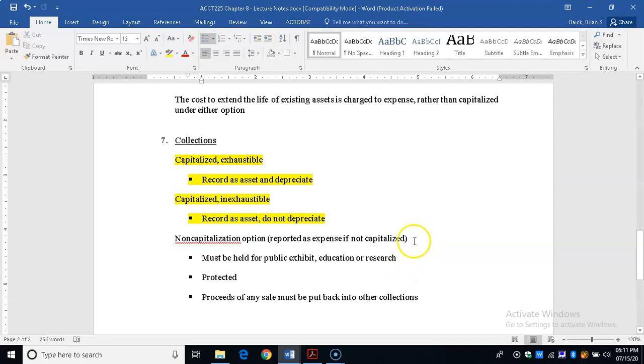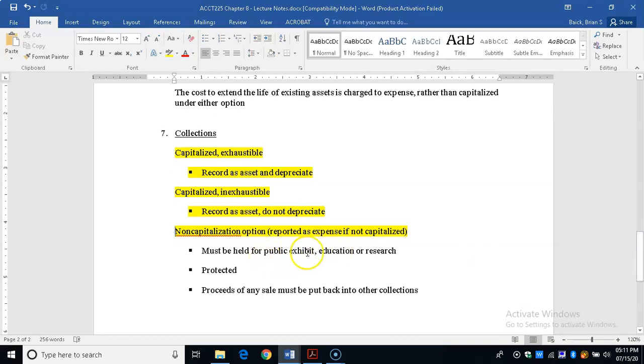Now, finally, you have this third rule. This is called the non-capitalization option. So if you have a collection of something and you hold it for public exhibition, education, or research, you protect it, and you're probably never going to sell it. But if you do sell it, you would have to buy something that's in a similar asset class. Then you can elect to use the non-capitalization option. That means don't record it, essentially, right? And in certain circumstances, you may have to record it as an expense, but just know that there's a third option here.